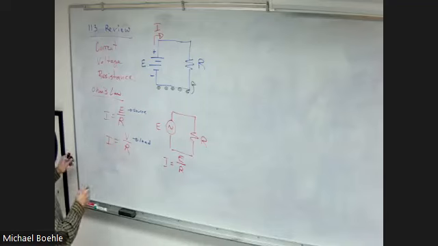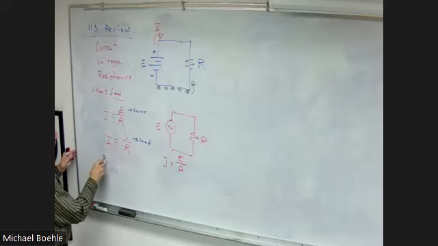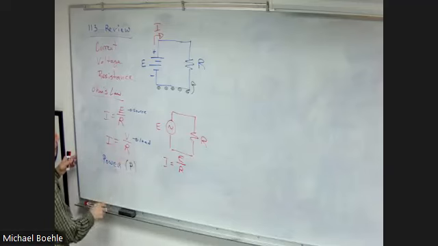Now, in chapter 4, we also talked about power. Power, of course, we're pretty familiar with: P, and power is calculated by taking current times voltage. Current times voltage.